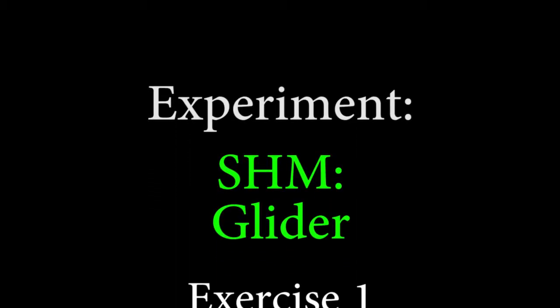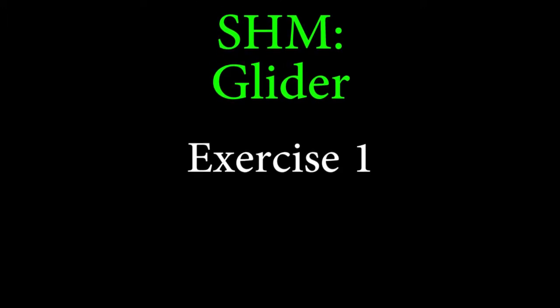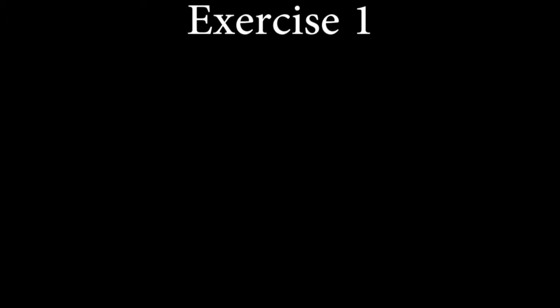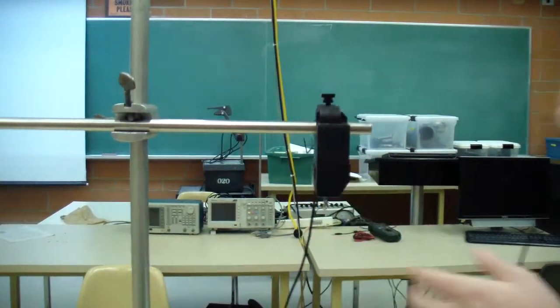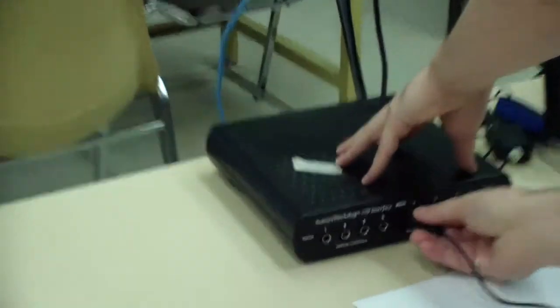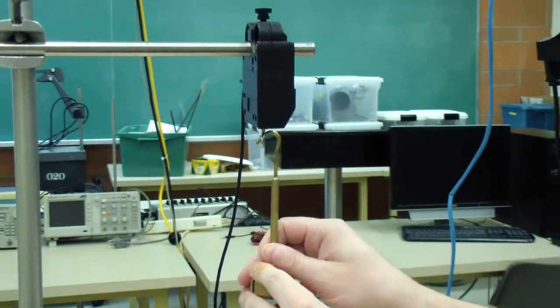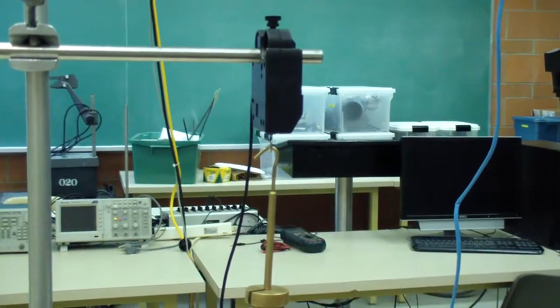Welcome to the Simple Harmonic Motion Glider Attached to a Spring video. In Exercise 1, we'll be setting up the equipment and calibrating the force sensor. Hang the force sensor from a stand and attach it to the analog port on your data acquisition interface. Hang a known mass from the sensor.